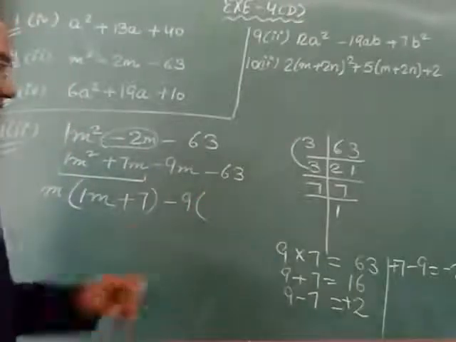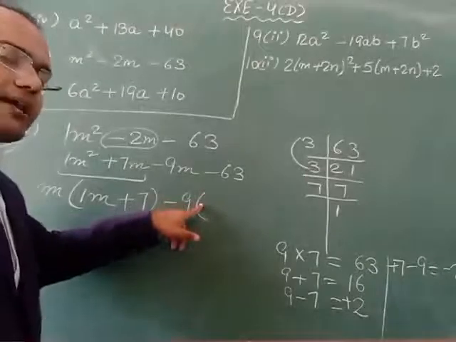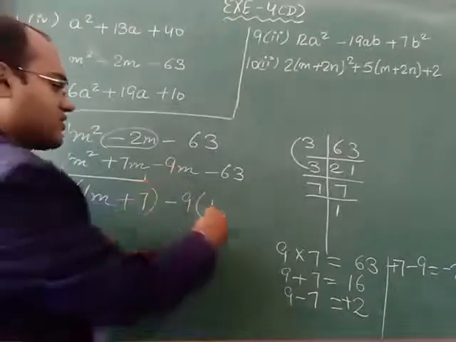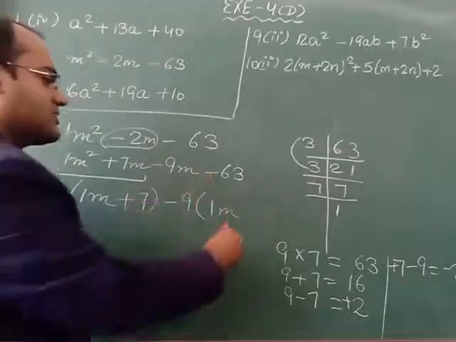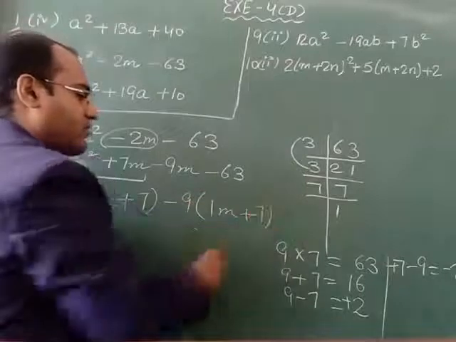Now we have to check the sign. Minus and minus will become plus. So in the beginning of the bracket, we will not write a plus sign. 9 1s are 9, m is also remaining. Minus and minus, plus. 9 7s are 63. So we will write here 7.